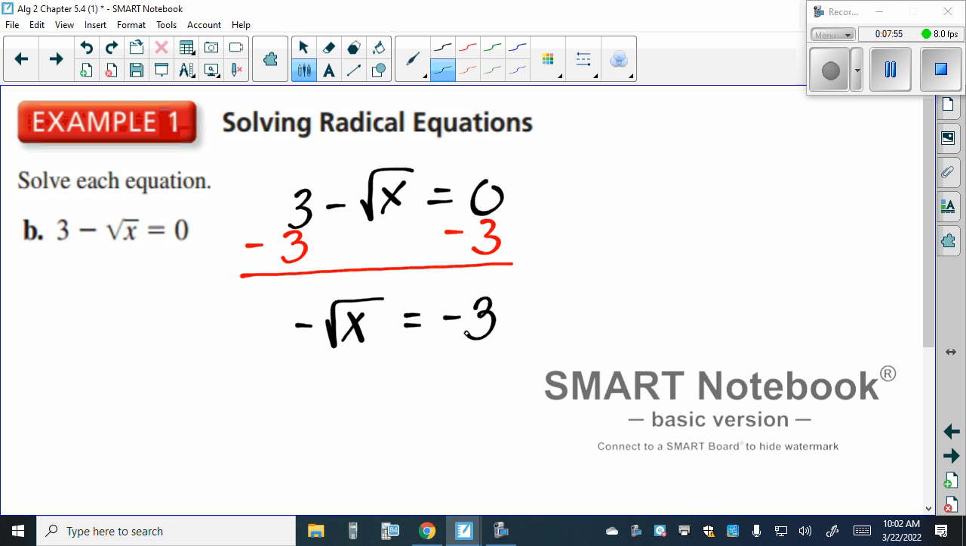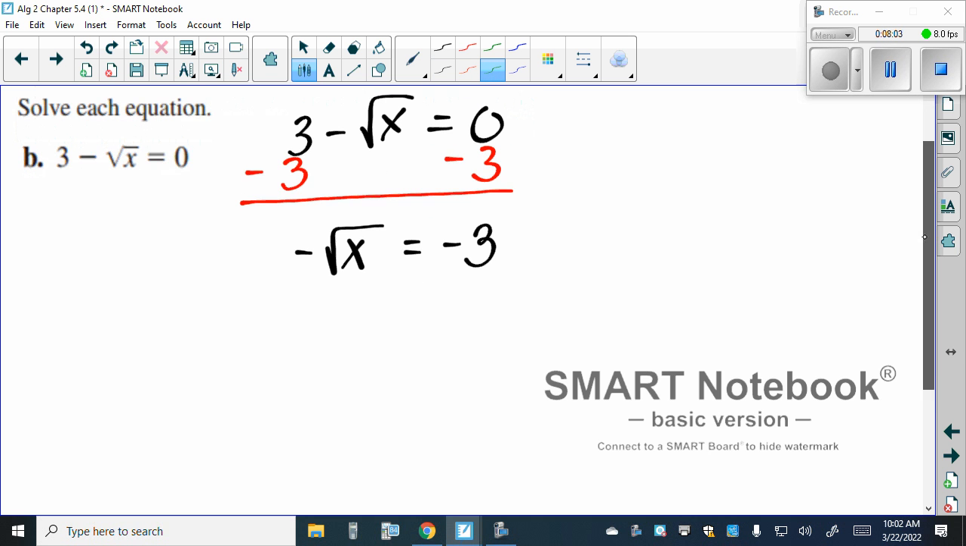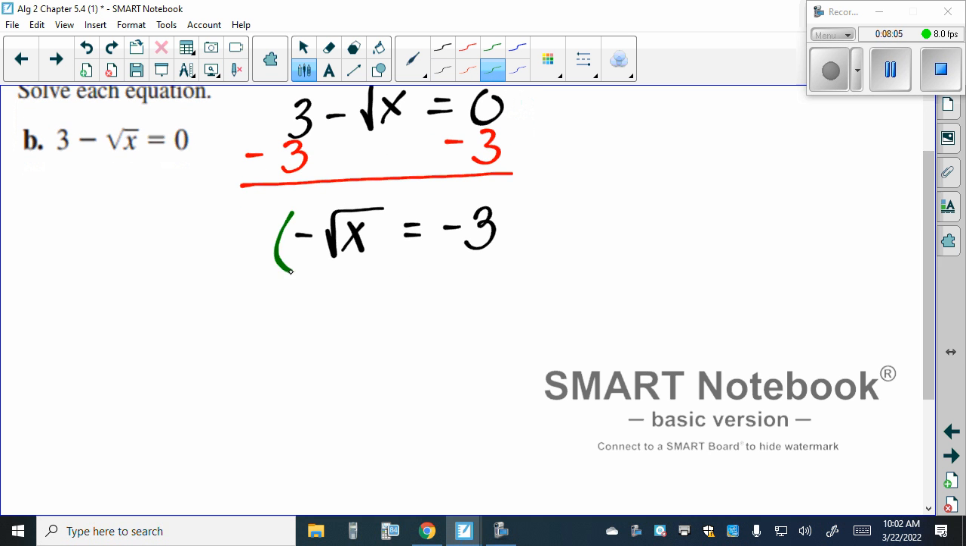Is the square root by itself? No, we've got that negative out front. So what do we need to do to get rid of the negative? Yes, we can multiply both sides by negative 1, or we could divide both sides by negative 1, because multiplying by 1 or dividing by 1 actually does the exact same thing. Here we're just changing the signs from negative square root of x to positive square root of x. Here we'd have negative 3. Now it is positive 3.